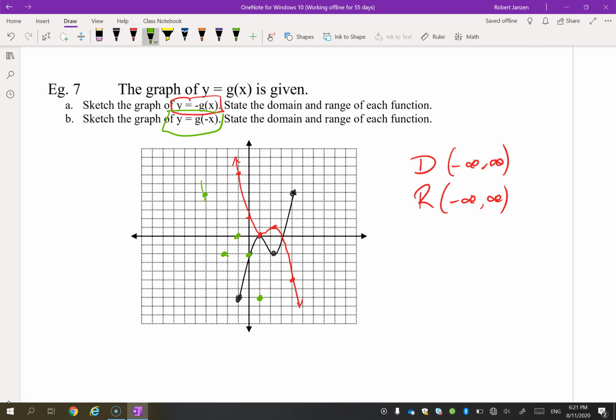Okay, and so we get something like that. Okay, domain and range, this is a pretty easy one. Just negative infinity to infinity.